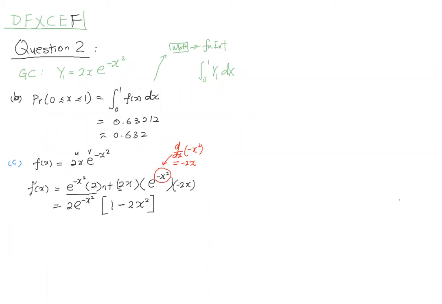Then you go to part D. They say the mode is the x coordinate of the highest probability of the probability density function, at which fx is at its maximum value. So fx is maximum when f prime x equals 0, correct?